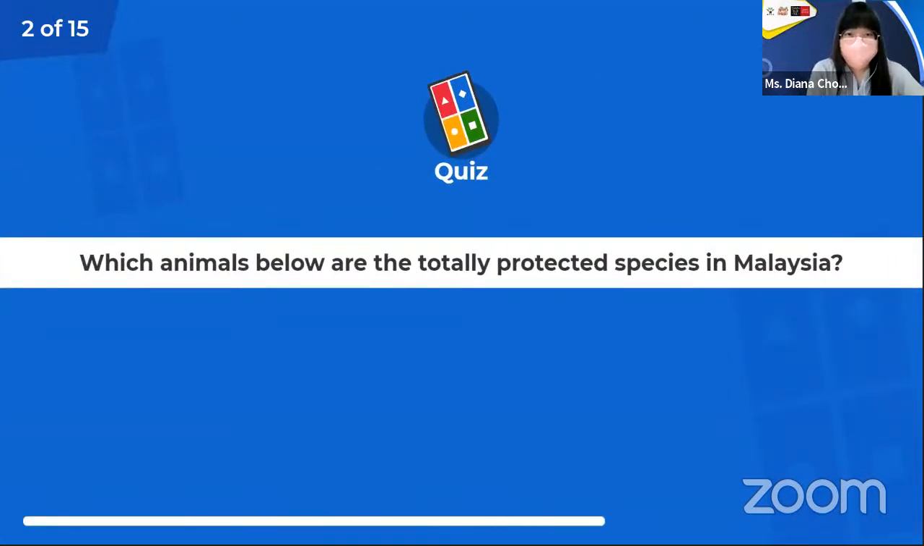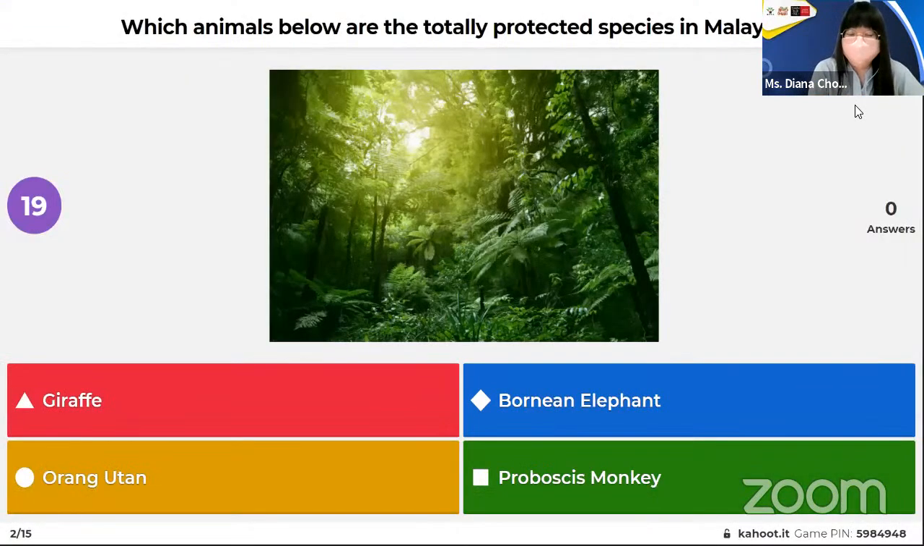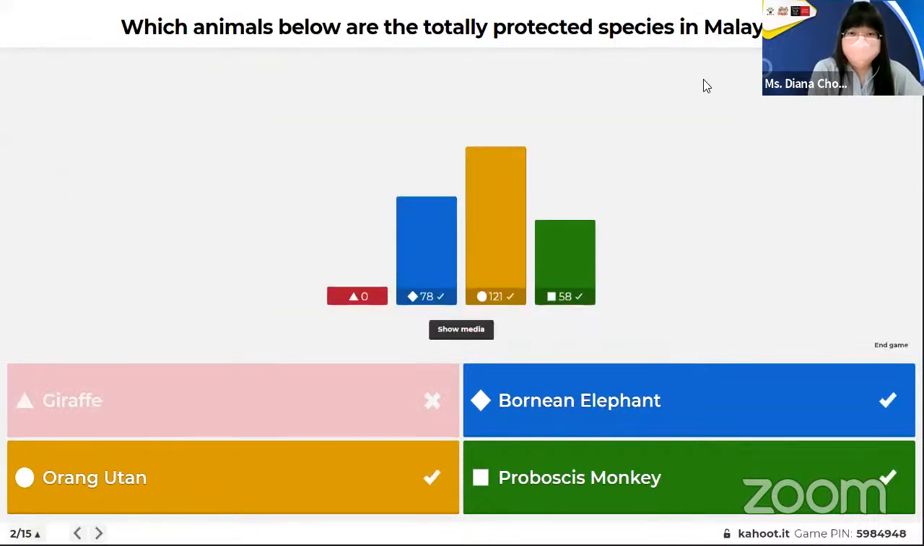Which animals below are the totally protected species in Malaysia? Is it the giraffe, the Bornean elephant, the orangutan, or the proboscis monkey? We have 10 more seconds to answer. We have 110 answers in. 5, 4, 3, 2, 1. Okay. So the correct answer is all except for the giraffe.